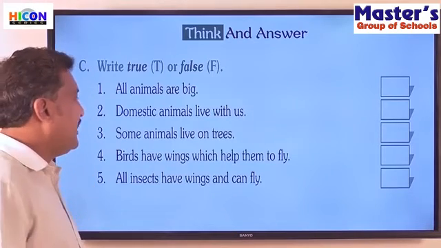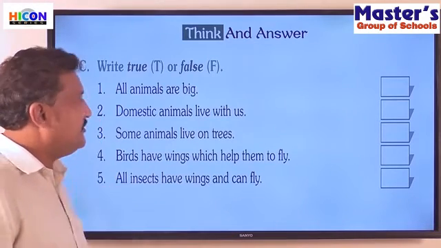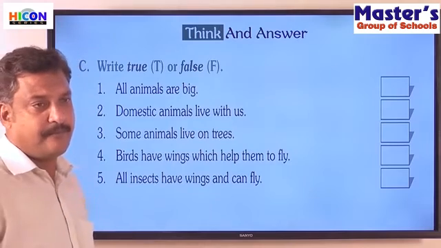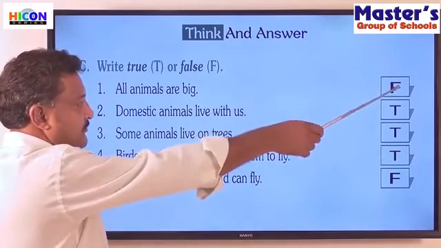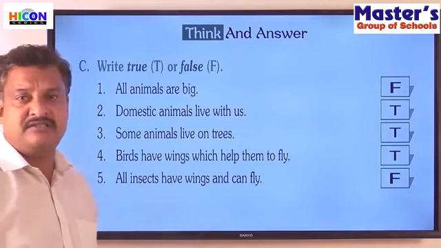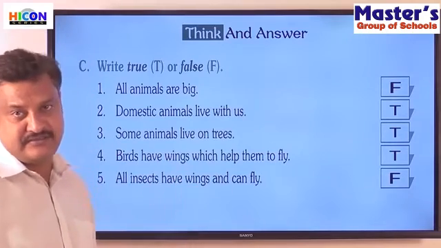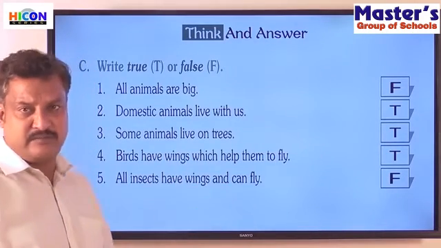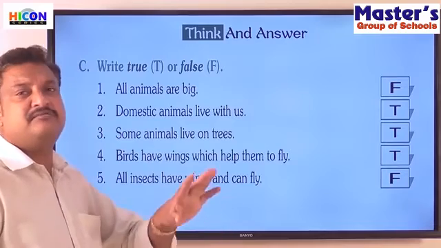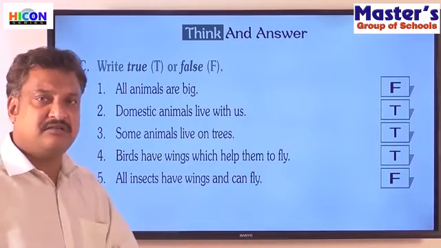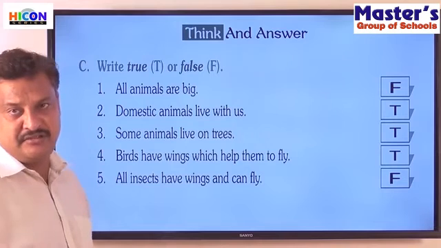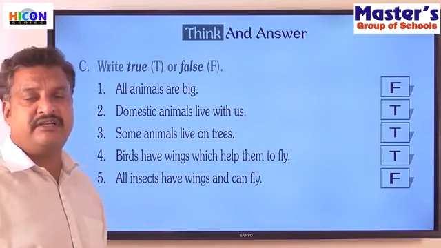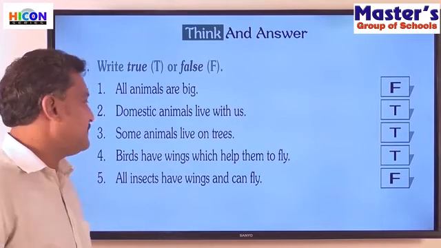So, now I will give the answers for all these five statements and we will discuss it once again. See, all animals are big is a false statement because there are animals of different sizes. Some are very small, some are small, some are medium sizes, some are big, some are large, some are very large. Domestic animals live with us. Yes, domestic animals help us. We take care of them, so they live with us.